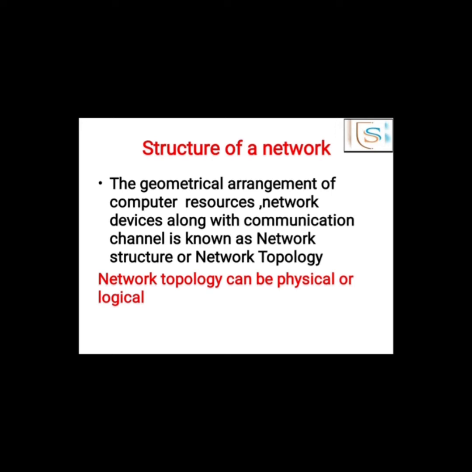Our computers can be arranged in many forms. We can arrange our workstations in many ways. We can arrange them in a kind of a ring, in a kind of a star, in a kind of a tree. So, the geometrical arrangement of computer resources and network devices along with the communication channel is known as network topology. The communication channel can be a wired channel or a wireless channel, that means Wi-Fi, Bluetooth, etc.